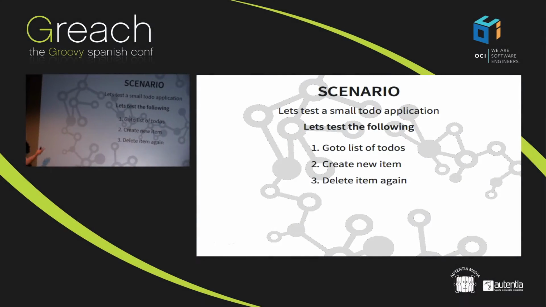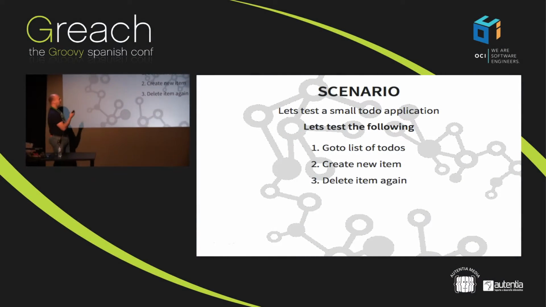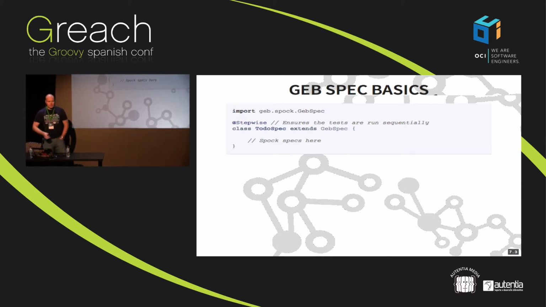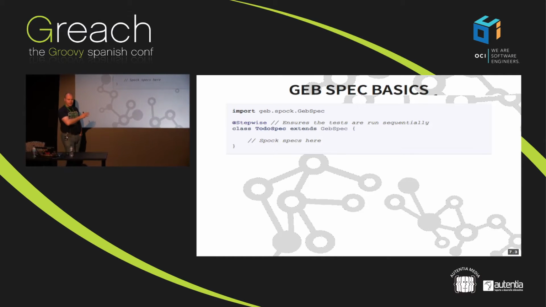So what I would like to do is have a test scenario that said, go to this list of to-dos, create a new item, and just delete it again. So the next few slides I'm going to show you, don't do this at home. This is just to get you up and started. So this is okay to do. We extend JEP spec and put our Spock specification in here.